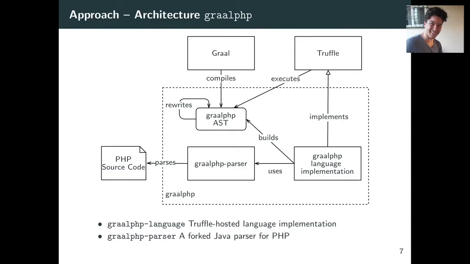Then we have our language implementation. A simple use case would be we use our parser to parse a source file and then build a Truffle AST. Then during profiling, this AST rewrites itself and yields profiling feedback for Graal to JIT compile the AST.